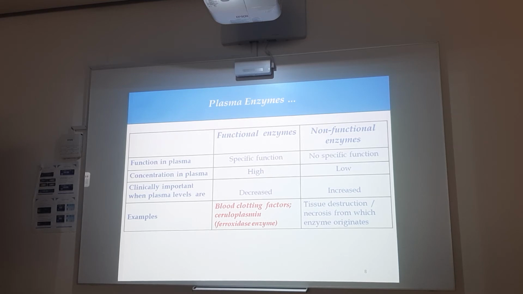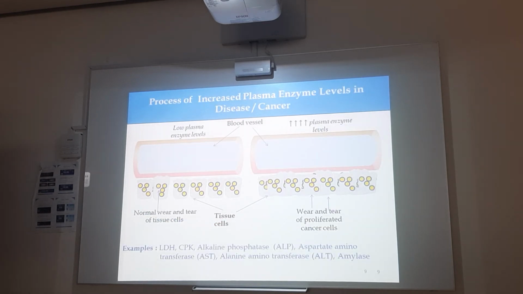Increase or decrease? It says right there, peroxidase enzymes should be low. So this is why concentration in plasma is high. These are functional enzymes, whereas for non-functional enzymes the concentration is low. In disease conditions, we have decreased levels of functional enzymes, whereas for non-functional enzymes we have increased levels. But it's not only about damage. We said proliferation, cancer.